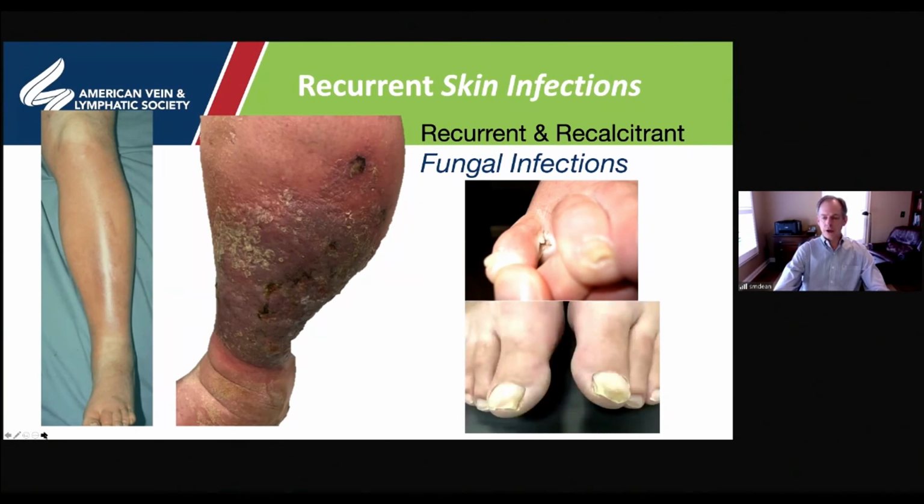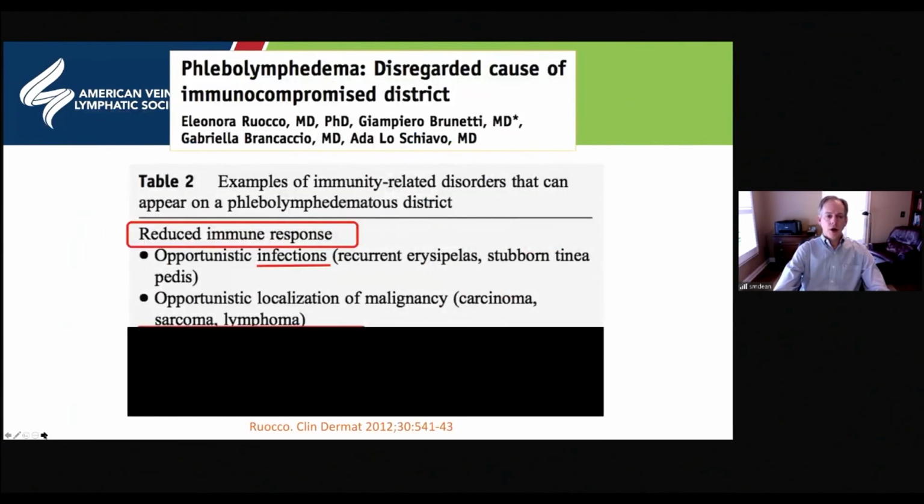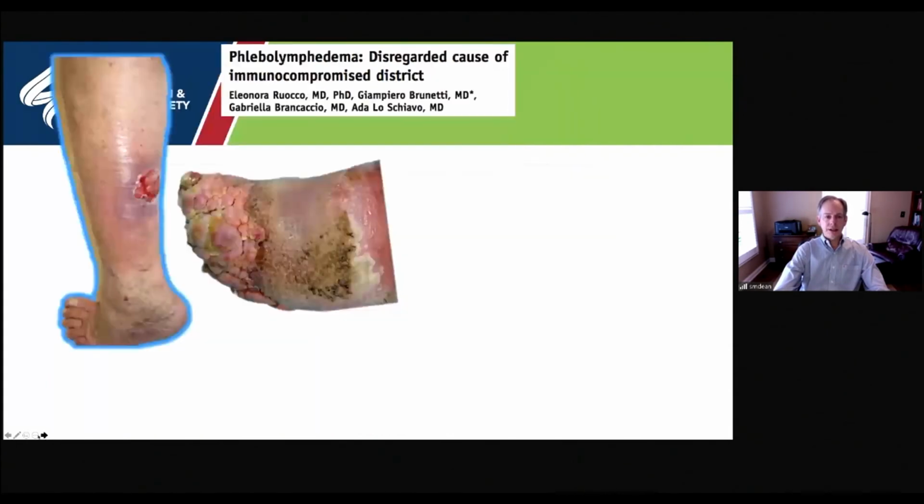And then also onychomycosis is very common in the lymphedema and Phlebolymphedema population. Also, this reduced immune response predisposes one to recurrent local malignancies such as carcinoma. I mean, here is a great example. I mean, you couldn't find a better example of Phlebolymphedema, disregarded cause of immunocompromised district.